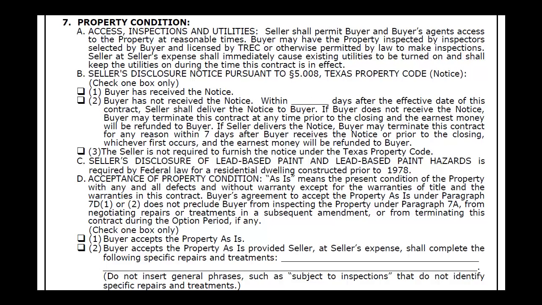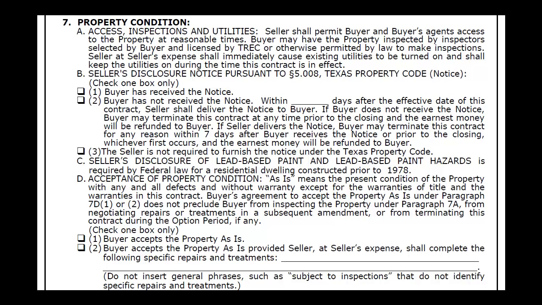Side note, if the utilities are not activated during the option period and the buyer wants to extend the option period, even though the seller might be in default here, it would still be a good idea for the buyer to pay an additional option fee if they're going to extend the option period, to make sure that option period is valid. So kind of crazy. There you go.